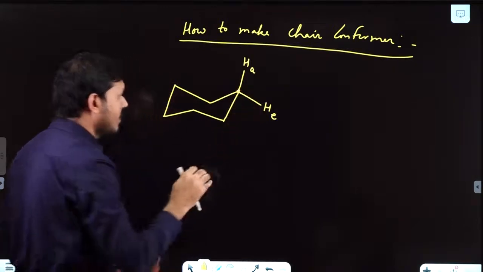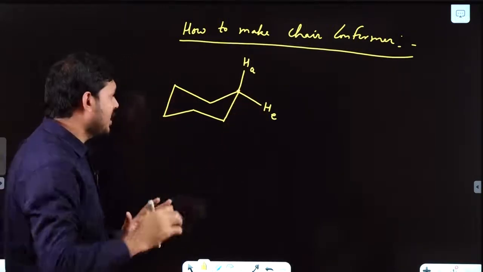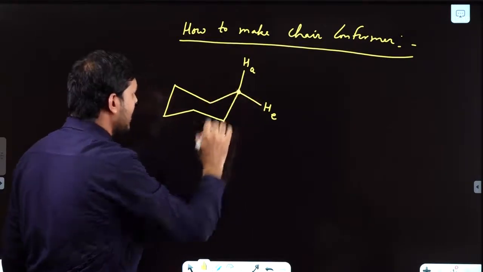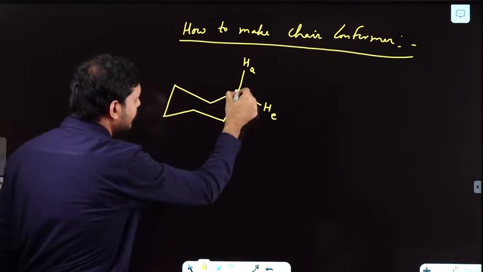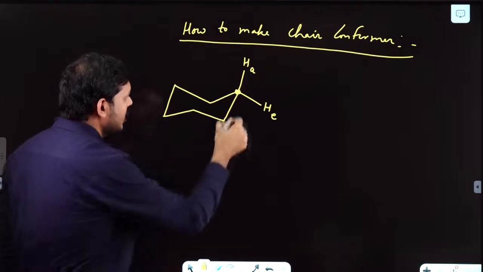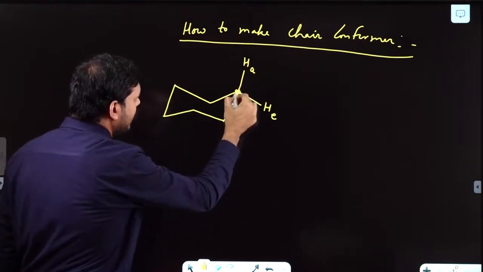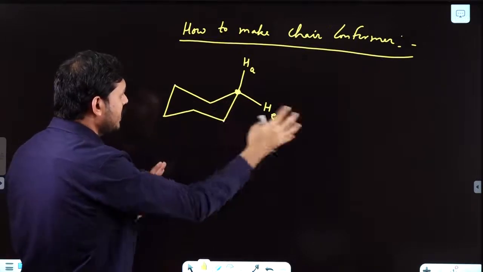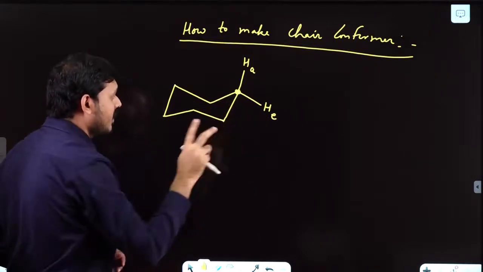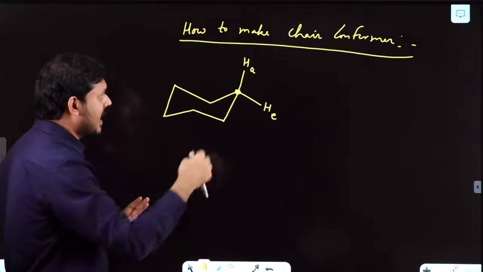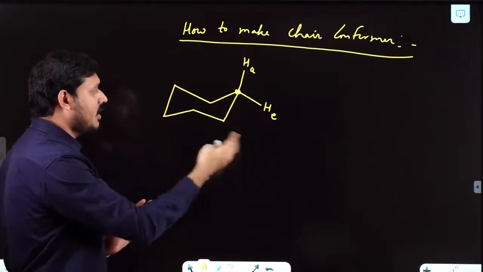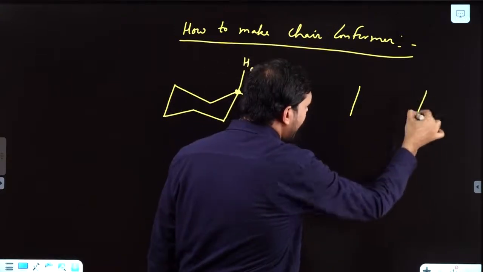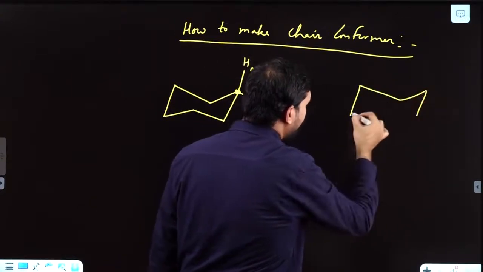So for memory, you can always consider this carbon as your first carbon. I am taking it as a first point. Okay, so this will be your first one. Then you can number here 2, 3, 4, 5, 6. Now understand, every position must have two hydrogens. One will be in axial part, another will be in equatorial part. So first of all, I am drawing the equatorial part.